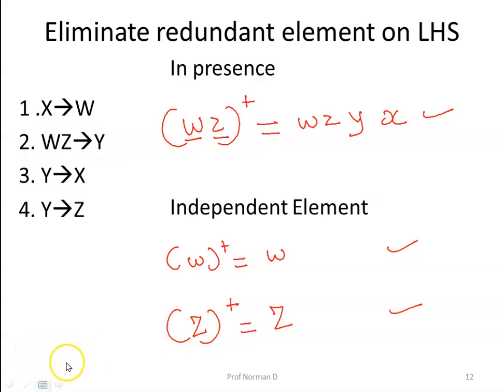So finally, after eliminating all the redundant elements, this is the set that we get: the set of FDs without redundant elements.